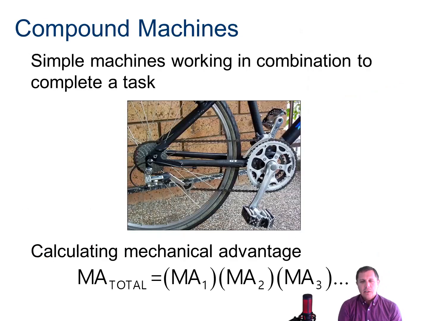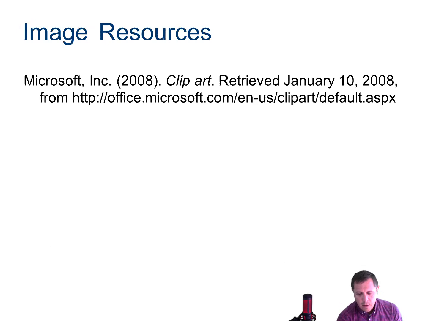Now, compound machines, a reminder, and I did this before in the previous slide. For compound machines, you're going to multiply all the mechanical advantages together. If you have more than one simple machine working together, that's a compound machine. You get the IMAs of each simple machine and multiply them together, and that'll be the compound machine's mechanical advantage.